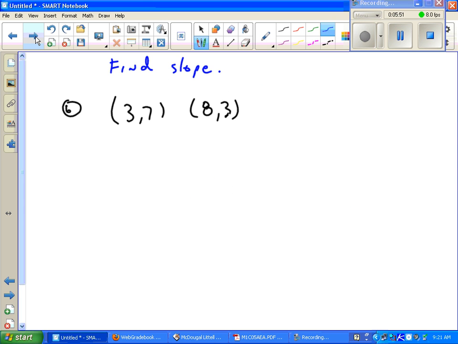Number 6 asks you to find the slope. This time you don't have a picture to look at to count. So x sub 1, y sub 1, x sub 2, y sub 2. Plug them into your slope formula. M equals the change of y over the change of x. This won't be available for you on Friday, tomorrow. You need to make sure you know that formula.